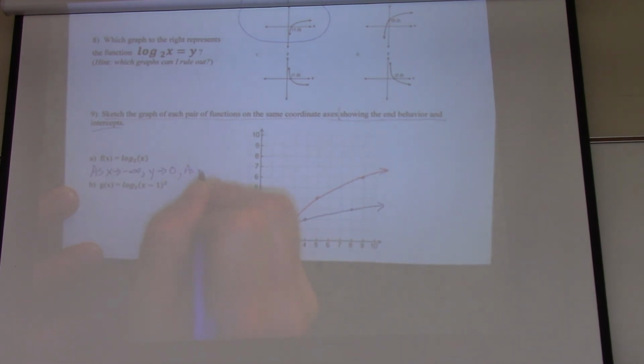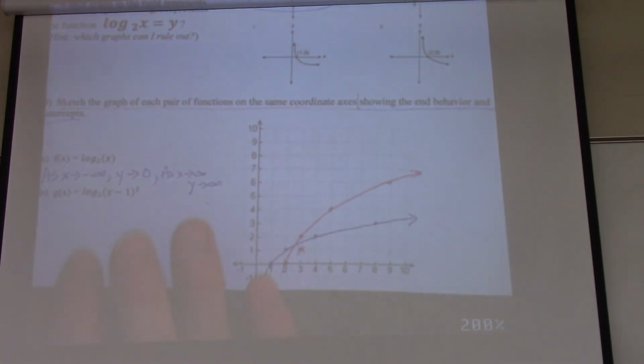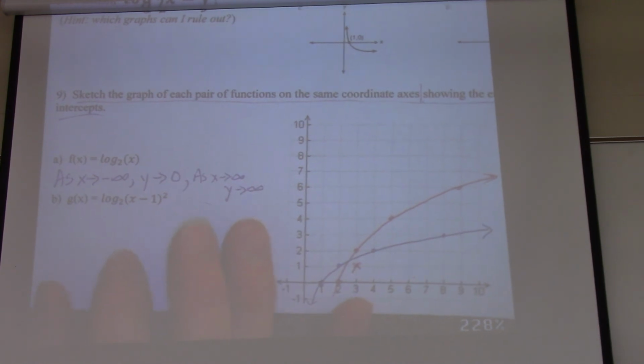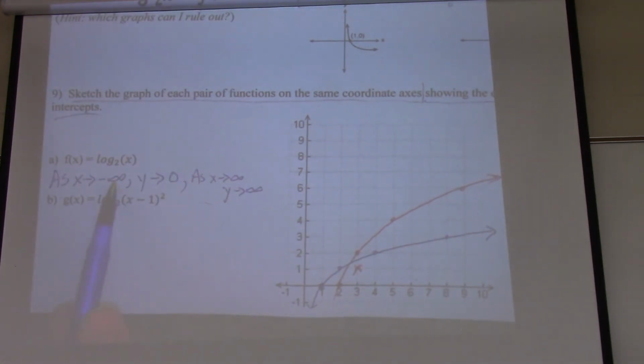As x approaches infinity, so as x goes to the right, what's going to keep happening to this blue graph? It's going to keep going up, up, up, and it's never ending. So y also approaches infinity. Now, I'm going to zoom this a little bit more. Sorry for that. But all I'm saying is, as the graph goes to the left, it approaches 0. As the graph goes to the right, it approaches, well, infinity.